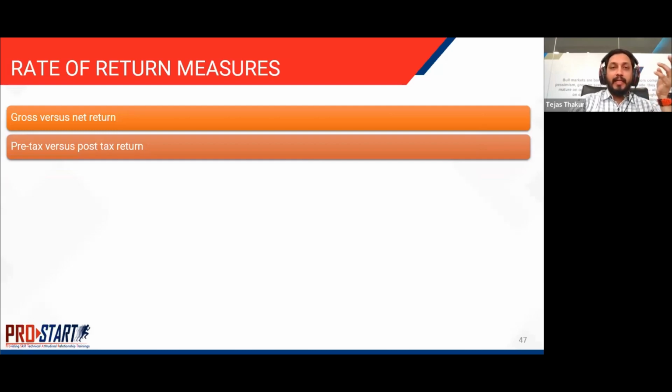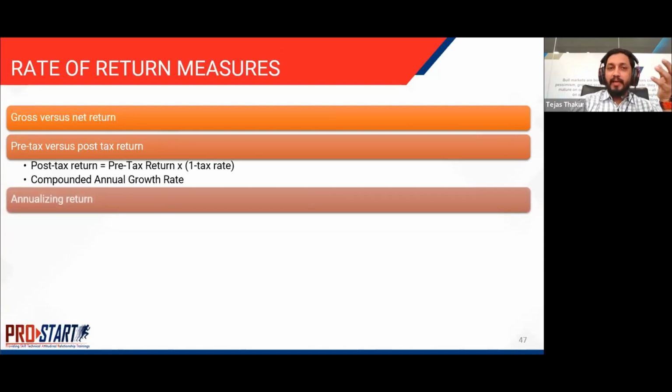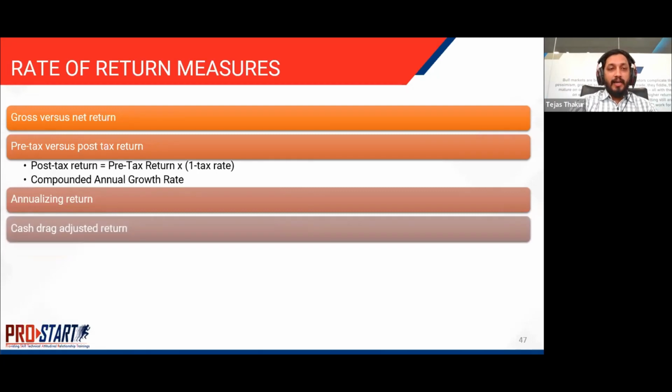Another criteria for evaluating returns could be pre-tax returns and post-tax returns. Post-tax returns is basically pre-tax returns into 1 minus the tax rate. So if 33% is the tax rate, ultimately the investor gets only 66%, which is what this methodology is doing. Also, typically you talk of CAGR returns, which is basically analyzing your returns.